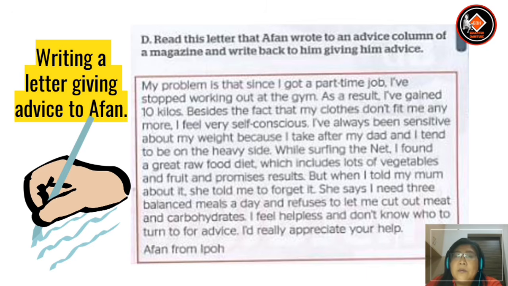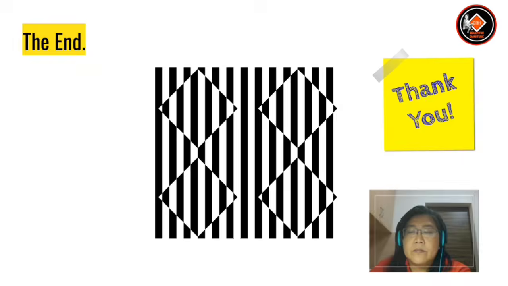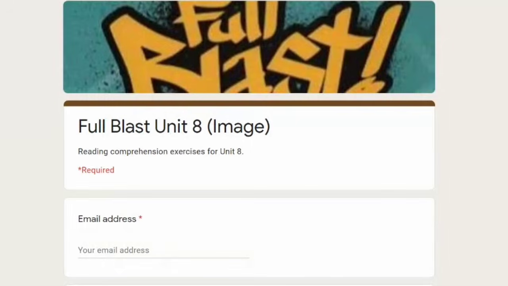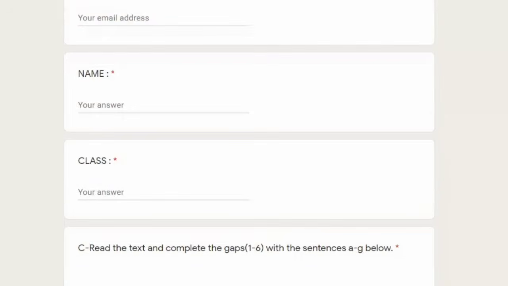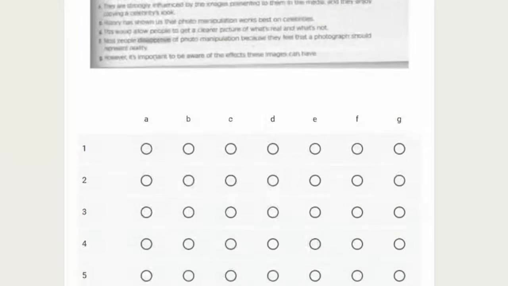Afan from Ipoh. You can write your answers in the same Google form. Just click the link below. The link is given below here. When you click on the Google form, you can see the exercises. So this is Full Blast Unit 8 and the topic is Image. So, reading comprehension exercises for Unit 8. You have your email, your name and your class, and then you have the exercises. C, reading comprehension, and then the answers are there.